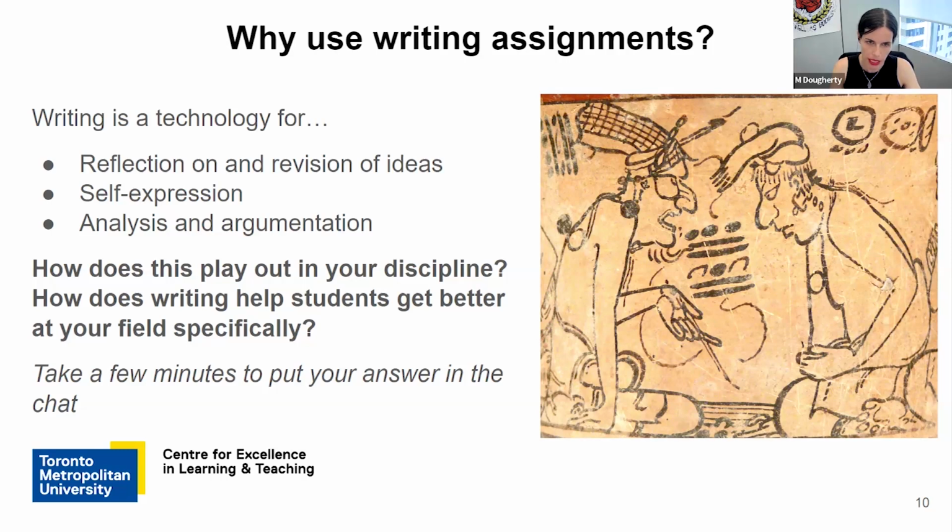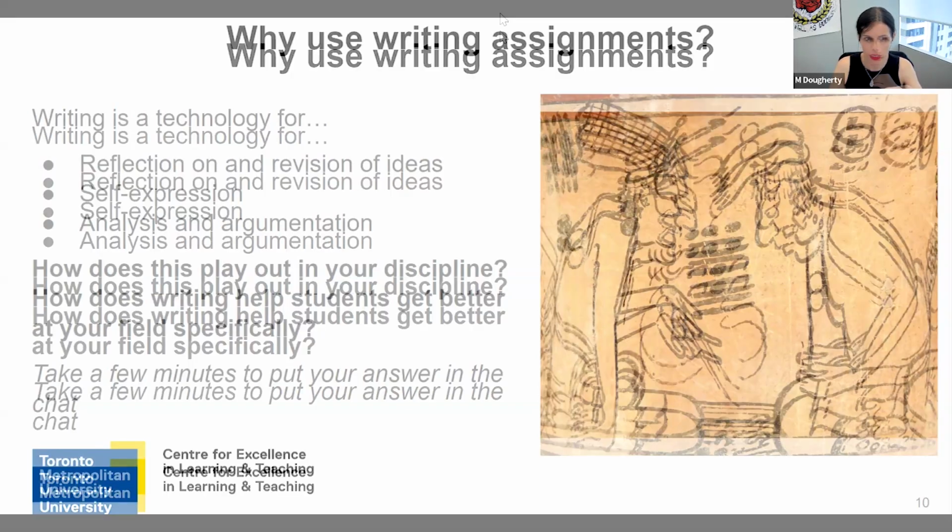So if you could indulge me, before we talk about how to communicate motivation to your students around writing, let's think about what writing does in your particular disciplines. So how does the technology of writing or these kinds of qualities of writing play out in your discipline? What in your field does writing help students to get better at specifically? And take a few minutes to put that in the chat.